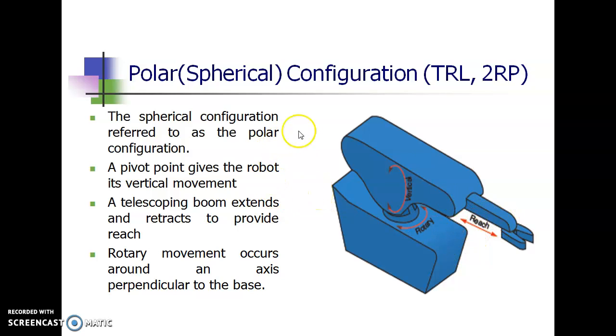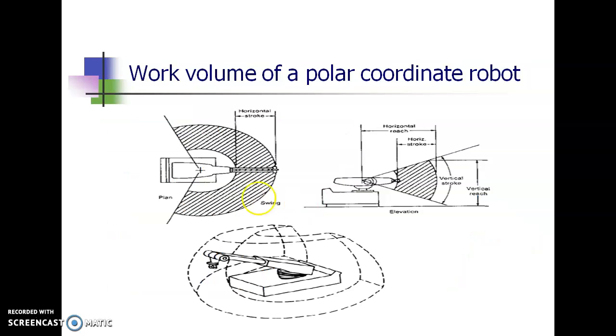So the workspace created by the polar configuration robot is almost a sphere. You can see here the work volume of a polar coordinate robot. If you take this swiveling motion, that is what we call the vertical stroke, this will move like this. And there is a telescopic boom which moves in and out, that is actually the horizontal stroke, and this bottom is going to swivel.